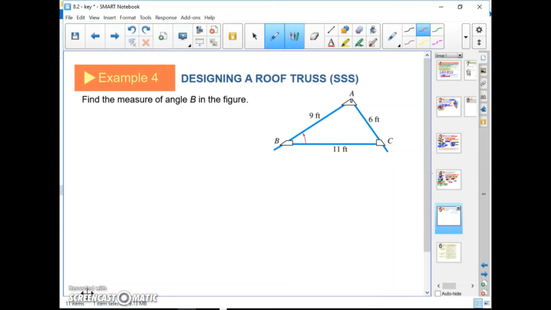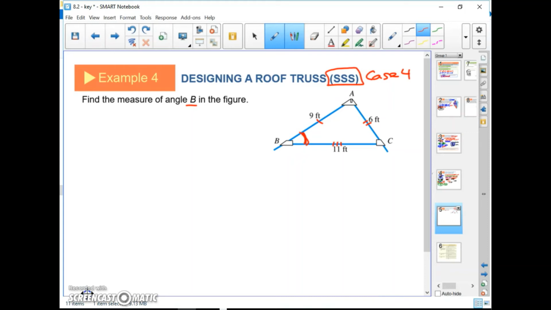Example 4, we're finding the measure of angle B. And so here's angle B. You look at what you have in the triangle, and I've got a side and a side and a side. I've got side, side, side. Side, side, side tells me case 4, law of cosines. I know I'm using the law of cosines formula.